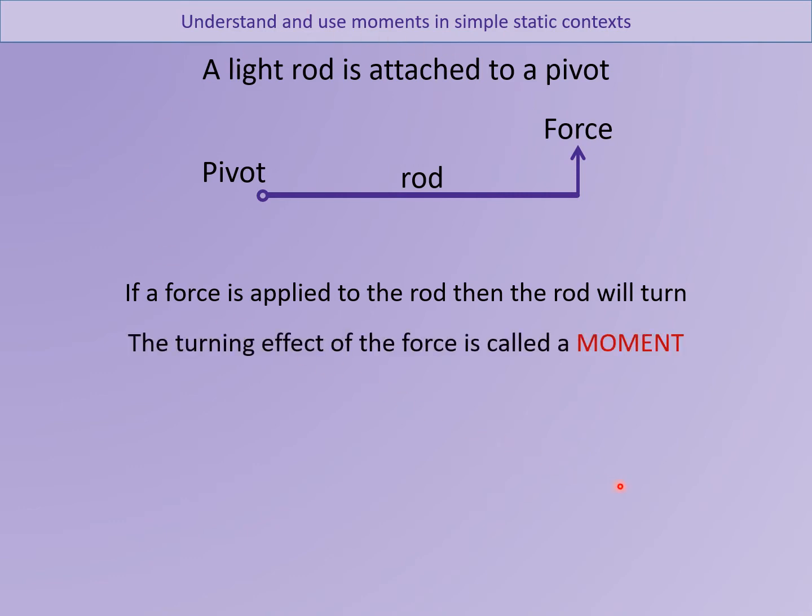Now the turning effect around this pivot is what we call a moment. And hopefully you've seen that before. You've probably seen it in your science lessons at school. So we call it a moment. As you apply a force to that rod, it will move around that pivot point.